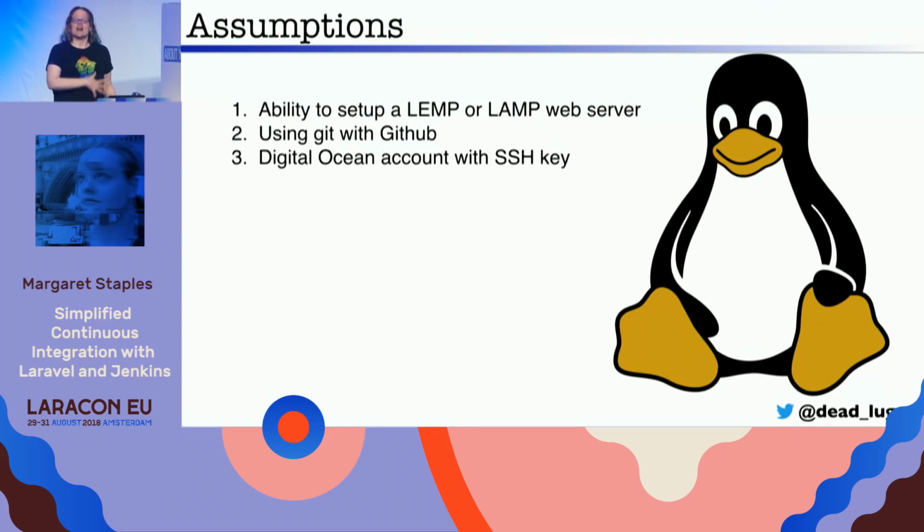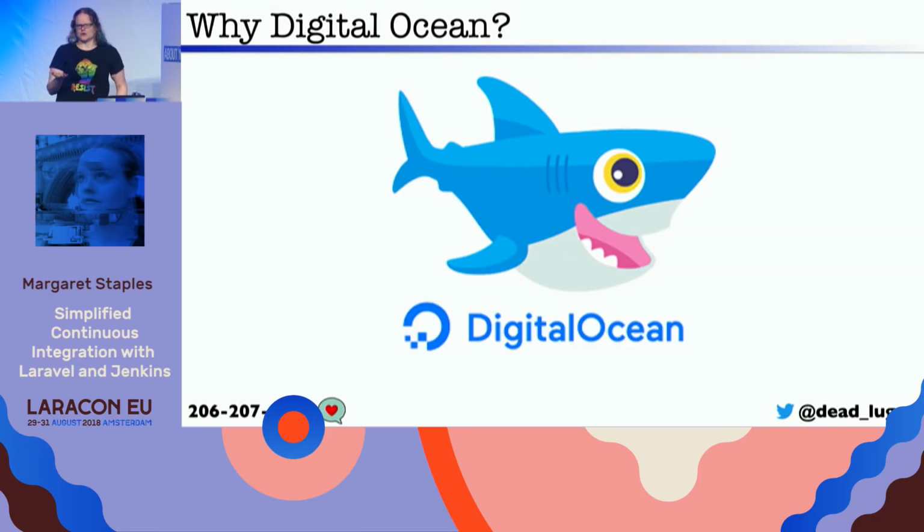Okay, so this talk has some assumptions. We are going to assume that you already know how to set up a LEMP or LAMP stack, that you are using Git with GitHub, and that you have a DigitalOcean account with an SSH key already set up. Now, why DigitalOcean? This is certainly not a requirement of this setup. The reason I'm using DigitalOcean in this example is because it's very easy to use. It's what I use, and they have great documentation.